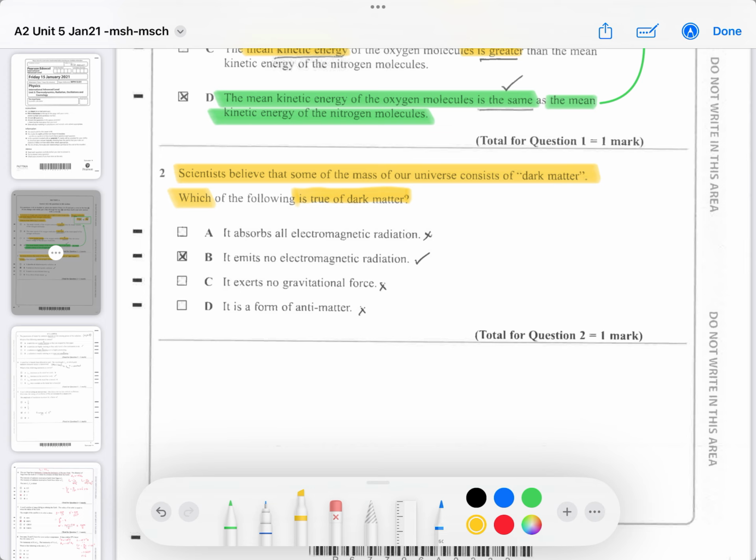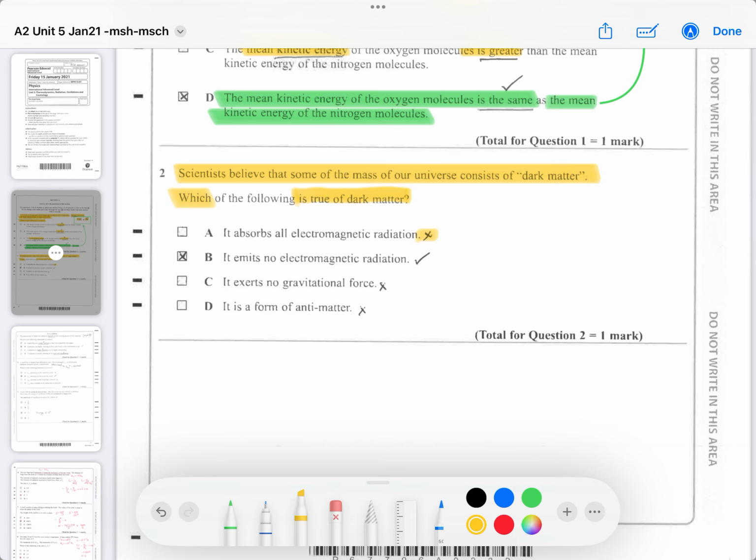Okay? So it absorbs all electromagnetic radiation. No, it's dark, so it doesn't absorb electromagnetic radiation. If it absorbed it, you'd expect it to also emit it. So there's two things. It does not interact electromagnetically. Okay? So this one is wrong. B is the correct one. So we'll come back to B.